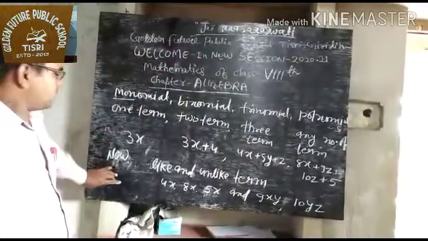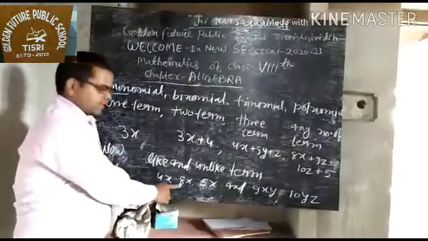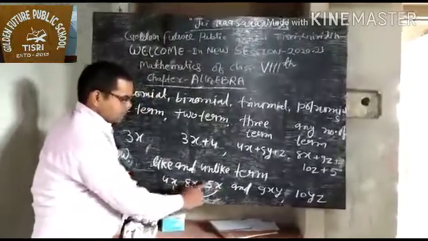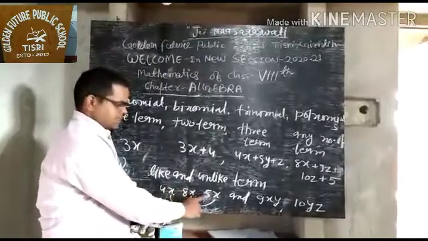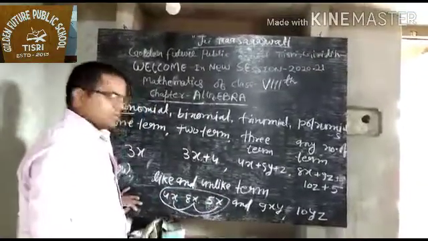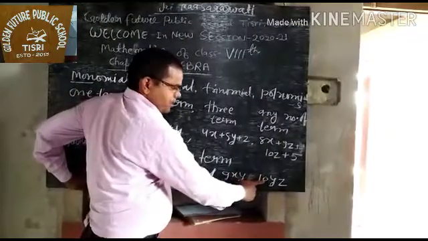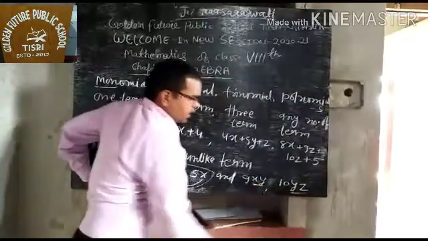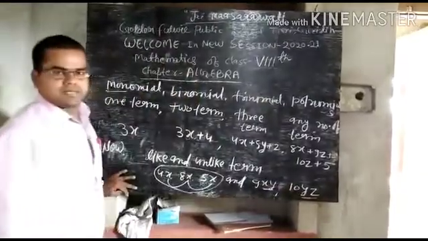And now we discuss like and unlike terms. Like and unlike terms: 4x plus 8x plus 5x. We see x and x having the same symbol, that is x. So in 4x plus 8x plus 5x, all terms are the same, so they are like terms. Also we have 9xy and 10yz. xy and yz are not alike. So we say 9xy and 10yz are not like terms.